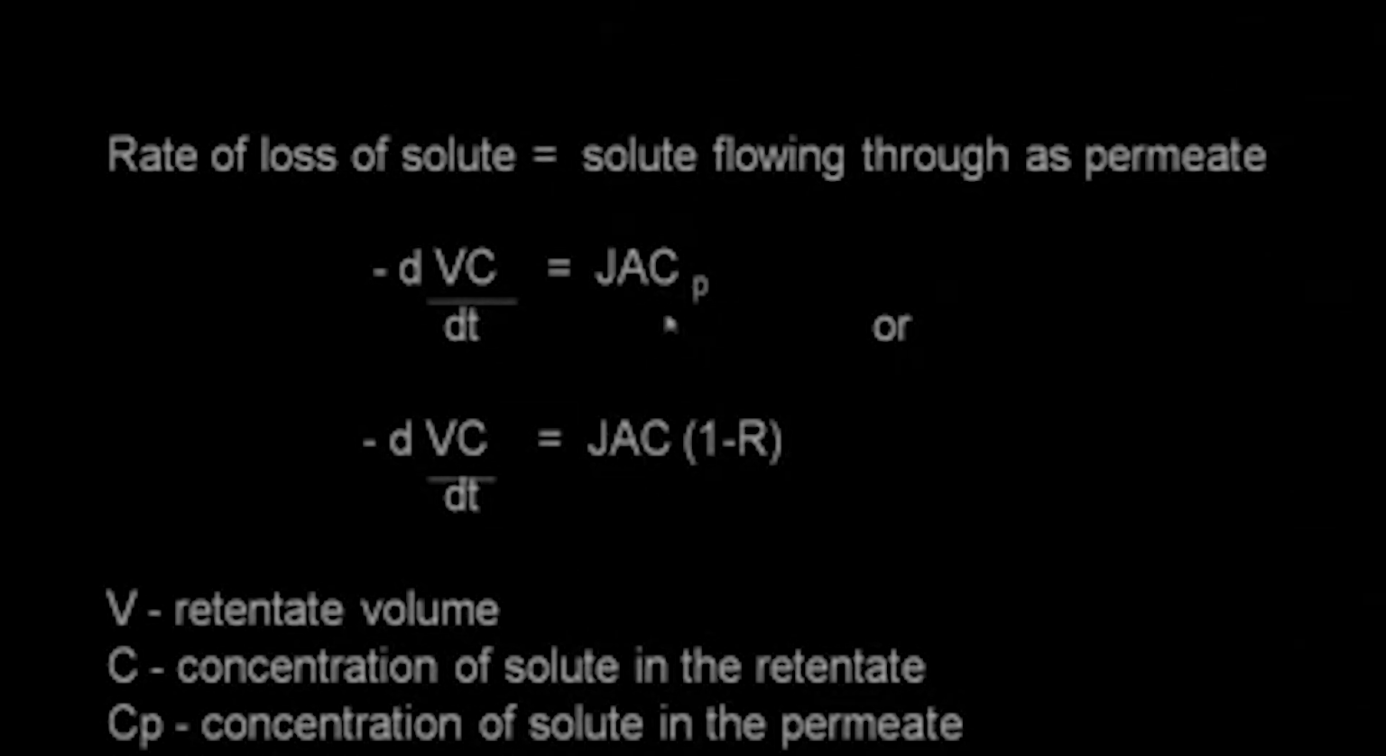Now this Cp you write as C into 1 minus R. C is the concentration of the solute in the retentate, that is the concentration that is remaining, and R is your retention coefficient. So if the retention coefficient is 0, okay, then C and Cp will be the same, whereas if the retention coefficient is 1, this will get cancelled off. Okay. So the rate of loss of solute is on the left hand side, and the solute flowing through as permeate is on the right hand side.